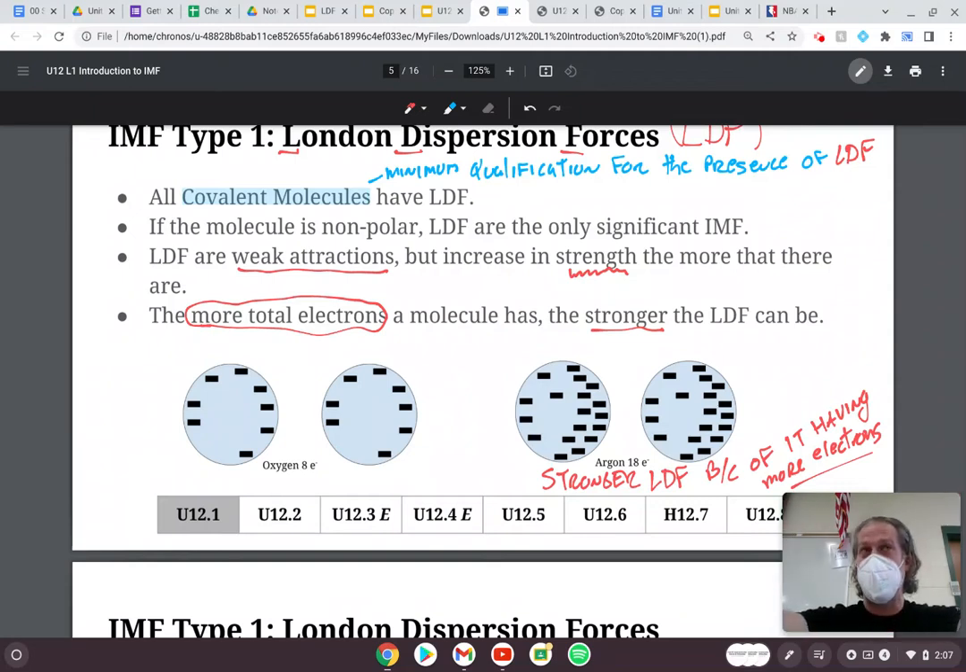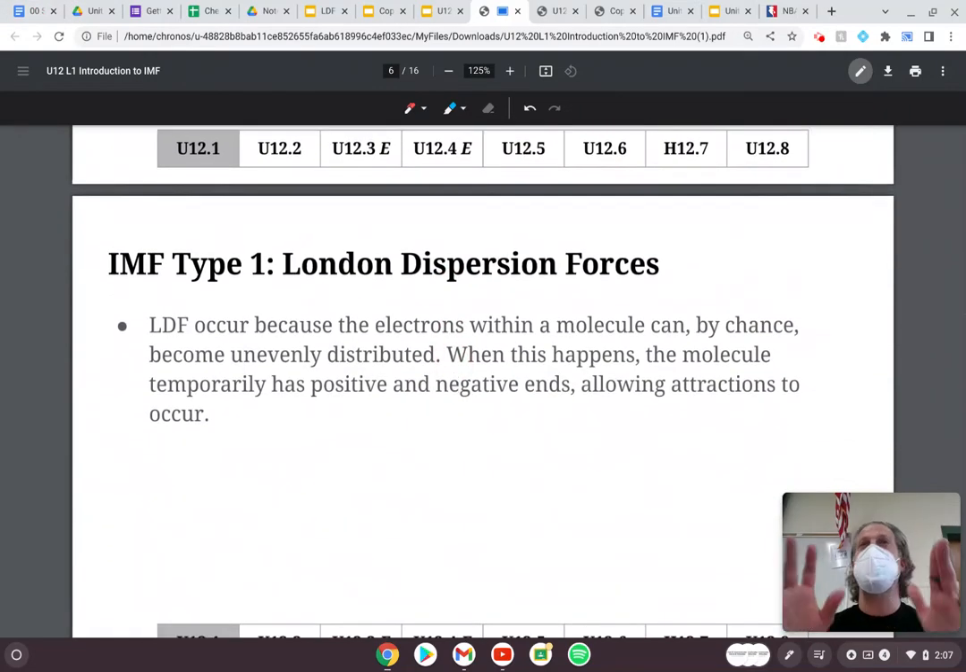The reason why I bring this up, though, okay, is because that whole head on a stick and you in the crowd interacting with the head on the stick, okay, is kind of like how London dispersion forces actually work.